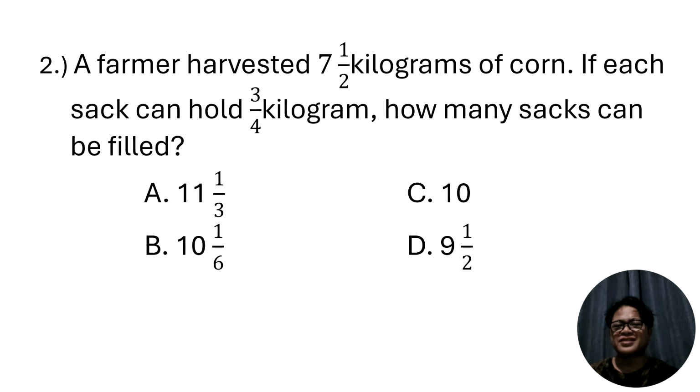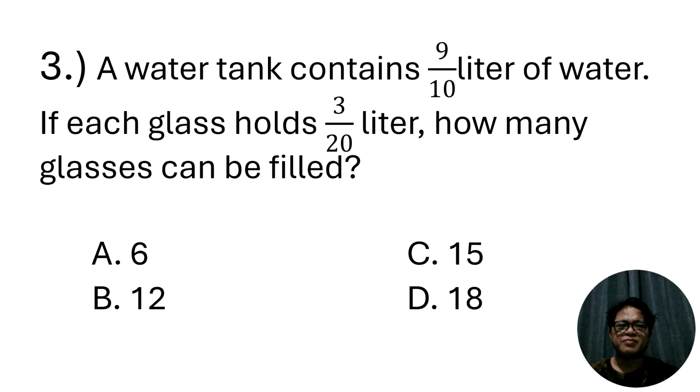Okay, so let's have number 2. A farmer harvested 7.5 kilograms of corn. If each sack can hold 3/4 kilogram, how many sacks can be filled? So you have the choices there. And of course, let's have number 3. A water tank contains 9/10 liter of water. If each glass holds 3/20 liter, how many glasses can be filled? Again, you have the choices.